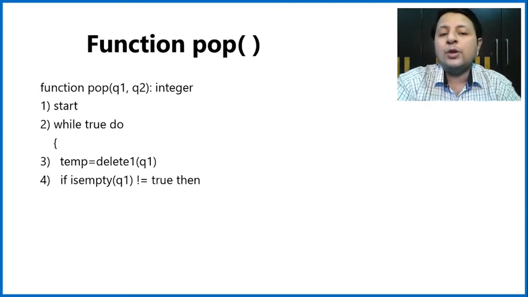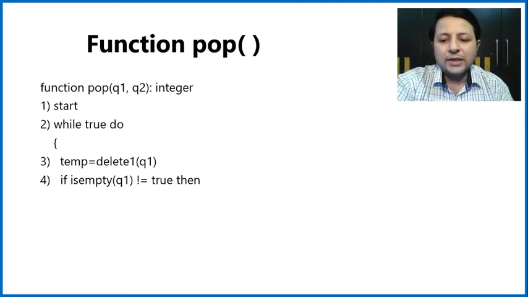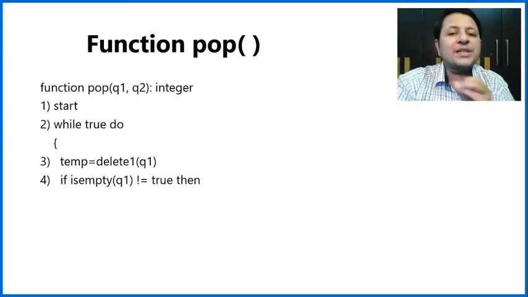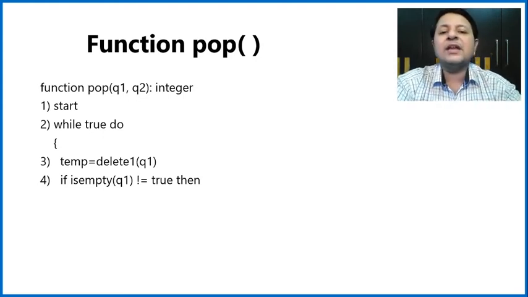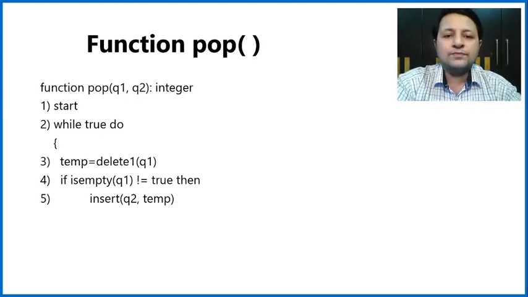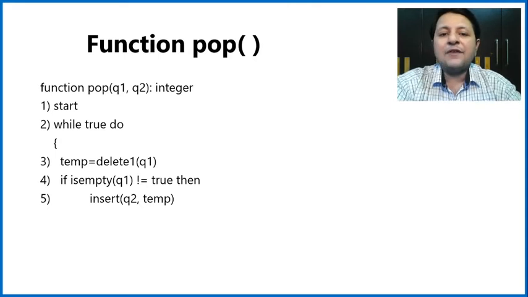How we use that will be decided by this particular if statement: whether after deleting from Q1, my Q1 is becoming empty or not. If isEmpty of Q1 is not equal to true, that means Q1 has not become empty. So this temp is not the last element, so I can very well insert that in Q2. But after deleting, if Q1 becomes empty, then my temp was the last element. So I will break. Now obviously, how do I break? I'll come out of the loop by saying go to step 7.